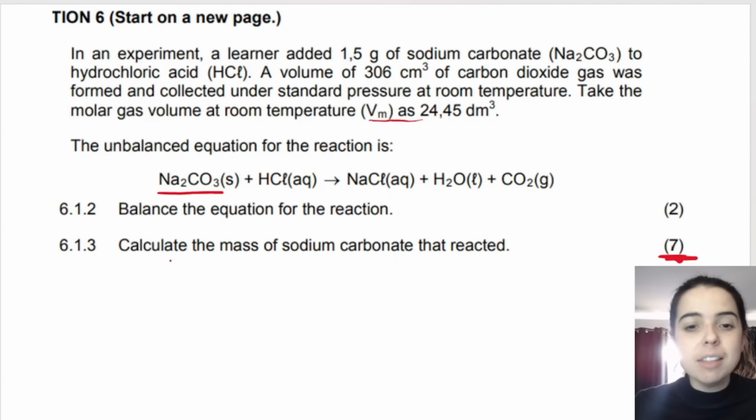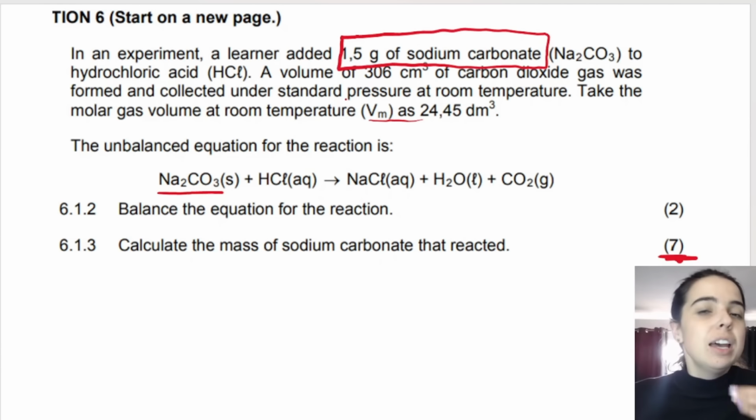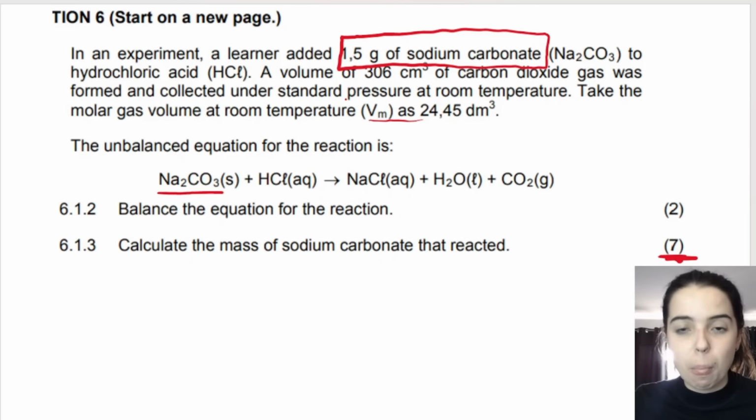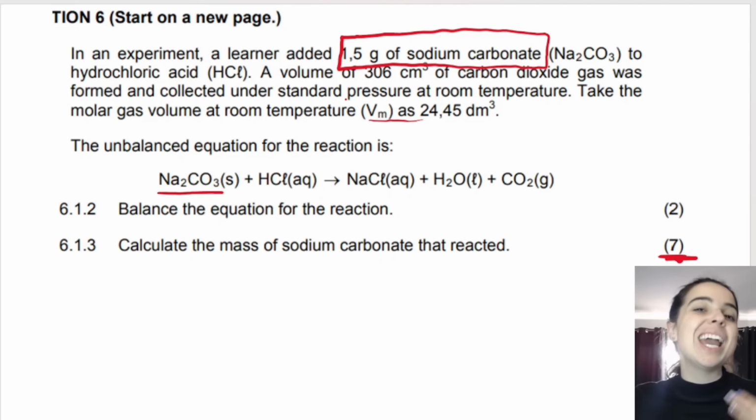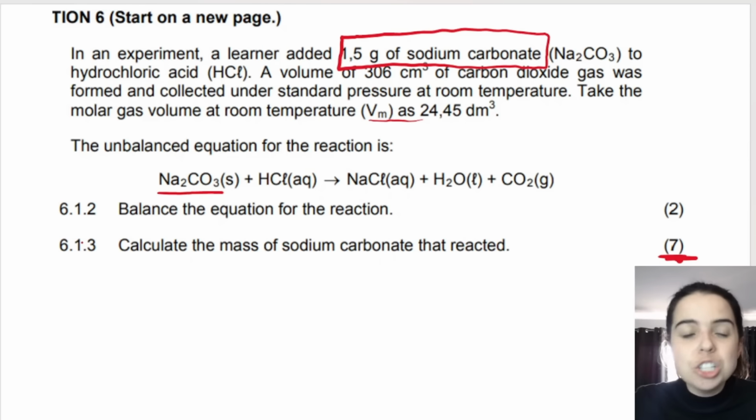They want us to calculate the mass of sodium carbonate that reacted. Now you might be thinking, but they told us the mass of sodium carbonate. It says 1.5 grams of sodium carbonate. Now, what you need to understand is that mass, the 1.5 grams of sodium carbonate, that is what we started with at the beginning of our chemical reaction. It does not mean that the entire 1.5 grams of sodium carbonate will react. Okay? This is most likely what we call the excess reagent. Basically what that means is that not all of it will react in the chemical reaction, and there will be some left over. So what the question is asking is how much actually reacted.